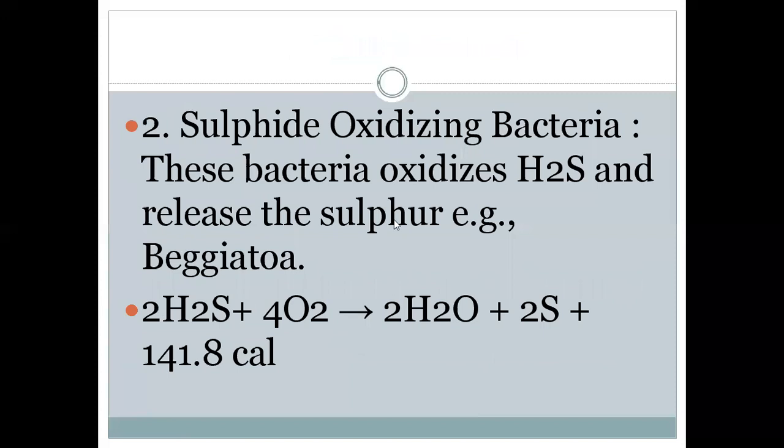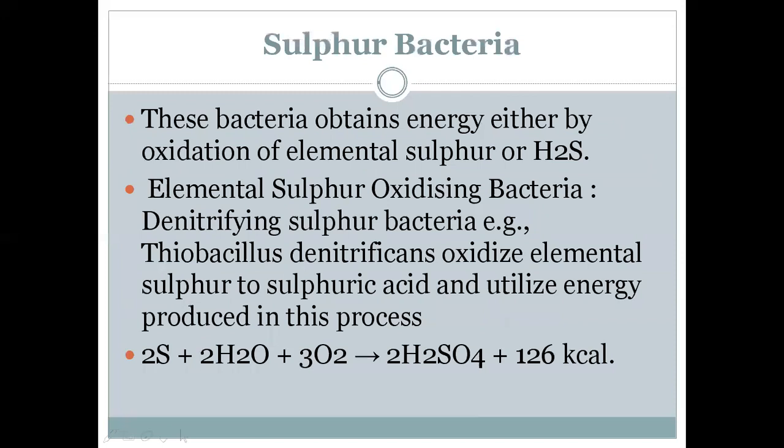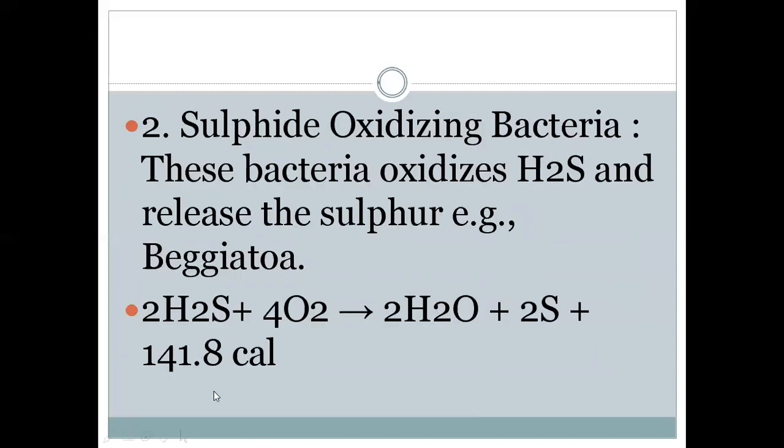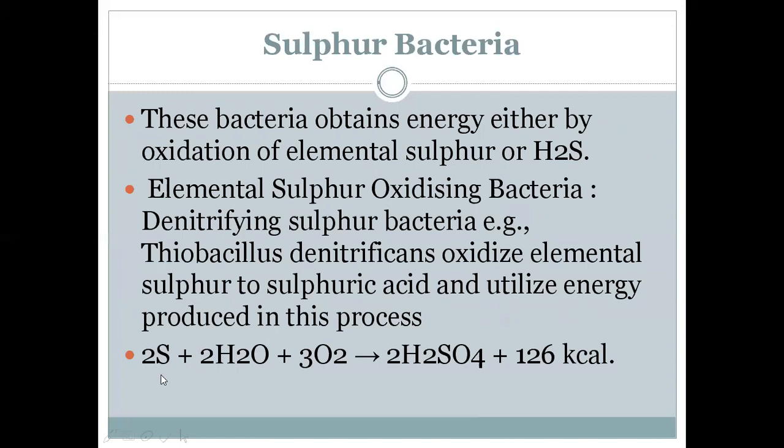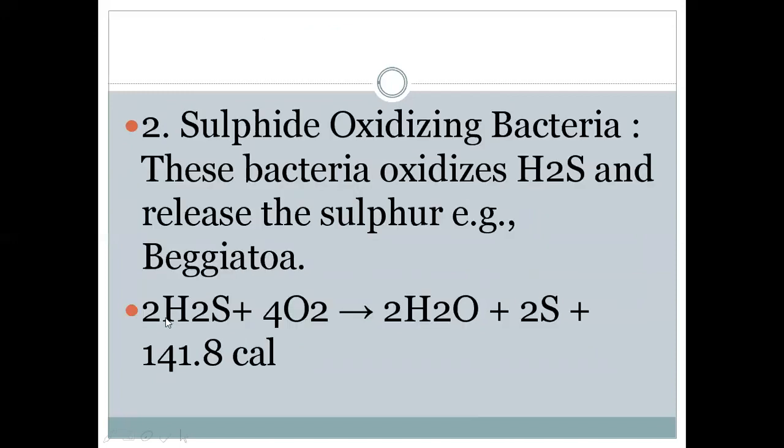The second type is sulfide oxidizing bacteria. These bacteria oxidize H2S and release the sulfur. In the previous equation, we saw organisms utilizing only elemental sulfur. In this reaction, we are seeing organisms which are able to utilize hydrogen sulfide. The example here is Beggiatoa. When hydrogen sulfide is oxidized in the presence of oxygen, it is converted into water plus elemental sulfur. Here also some energy is released.